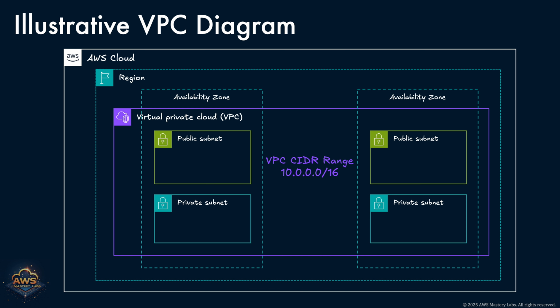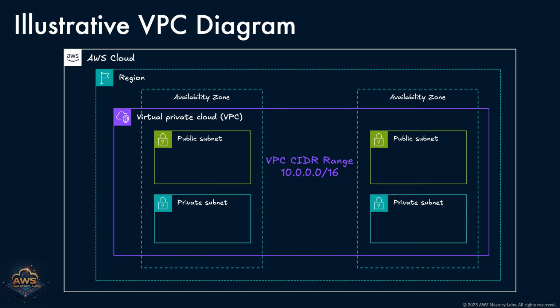Within this space, the network is carefully segmented into smaller subnets, each with its own unique CIDR range. These subnets are distributed across multiple availability zones, ensuring that workloads can remain operational even if one zone becomes unavailable.